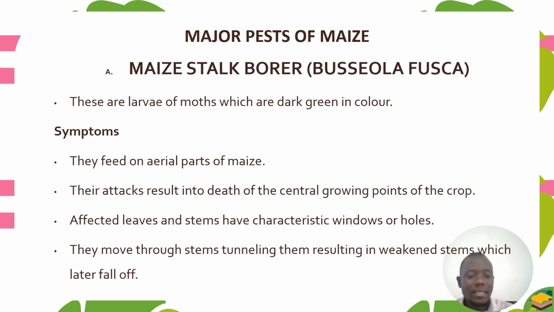Then the affected leaves and stems have characteristic windows or holes. So on the affected leaves, you find that there are holes. Then they move through stems, tunneling them, resulting in weakened stems which later fall. So they make holes moving in the stems. After making the holes, the stem becomes weak. Then later the stem will fall.